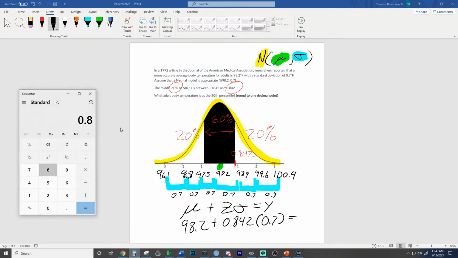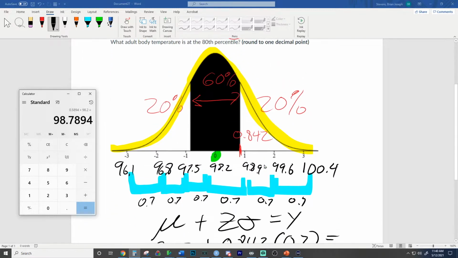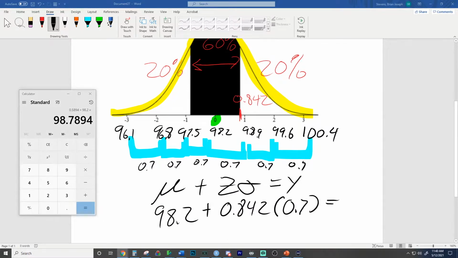So we're going to go 0.842, which is the z-score, times the standard deviation, and then we're going to add that to 98.2, and it's 98.789. And look at your answer right there, you gave a great guess. Let's throw 20 points out there for Quicksilver.